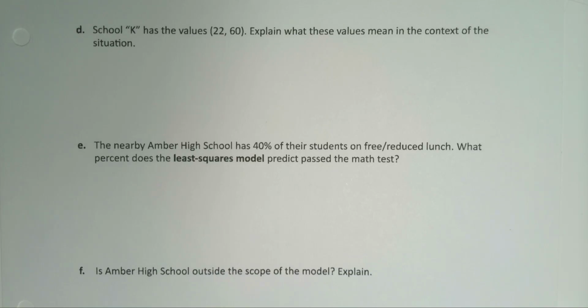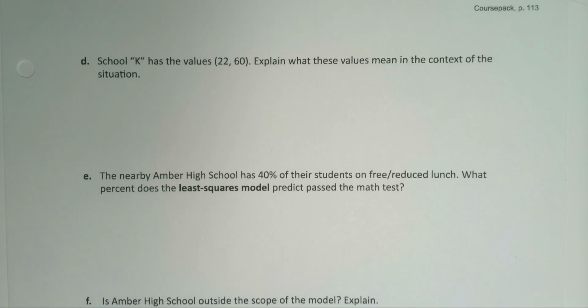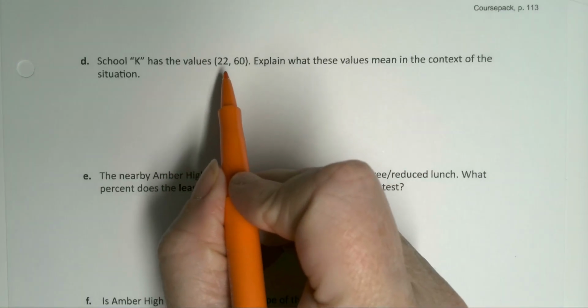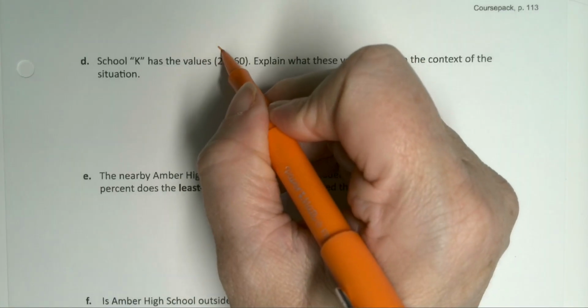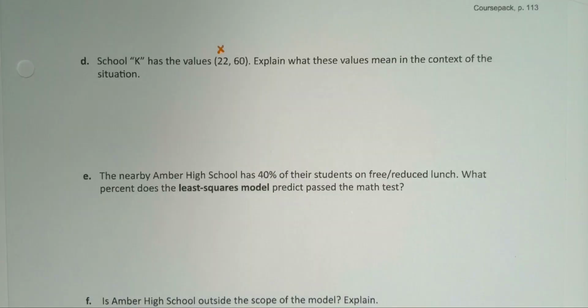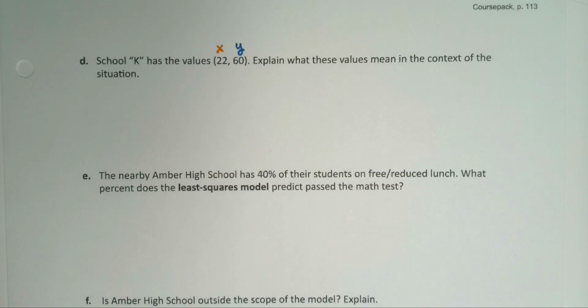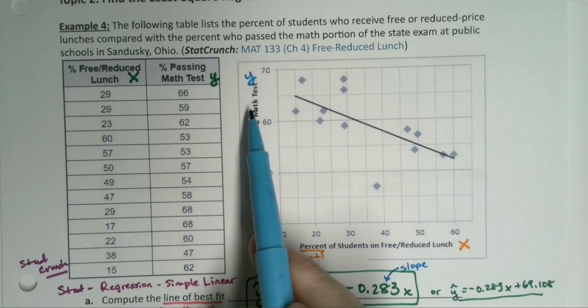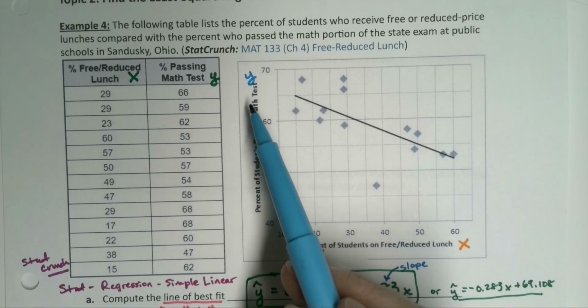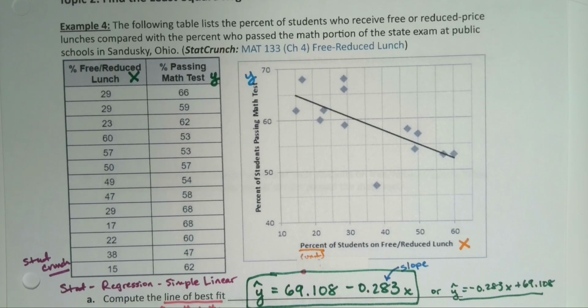Continuing with our free reduced lunch example, we have a school, we call it K, that has values 22, 60. Explain what these values mean in the context of the situation. All right, so this you'll be asked to do very frequently. It's a question of checking that you understand that this is an ordered pair, that the value that comes first is an X and the value that comes second is a Y. And all you're doing is tying them back to what the X and Y variables were, either through the graph or through the chart, or both.